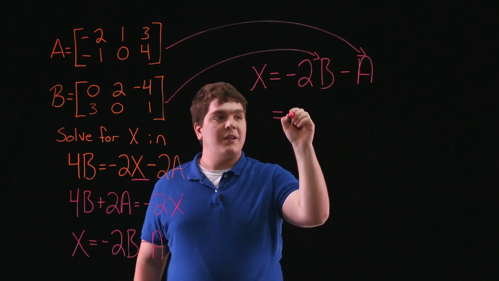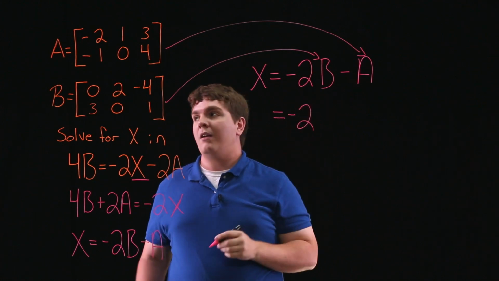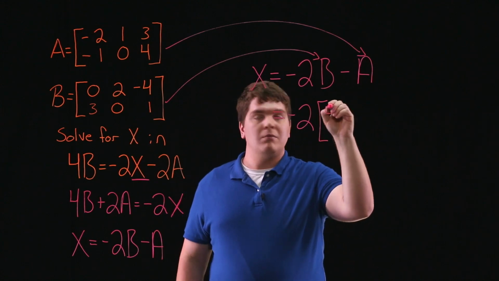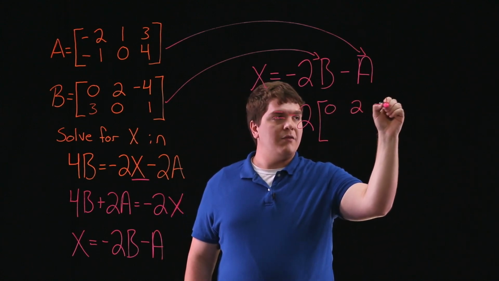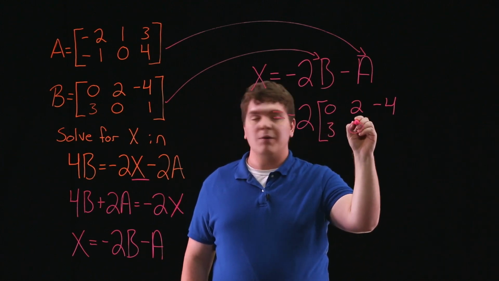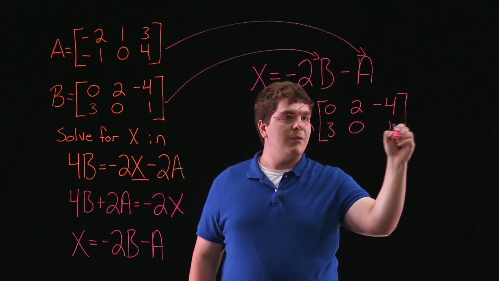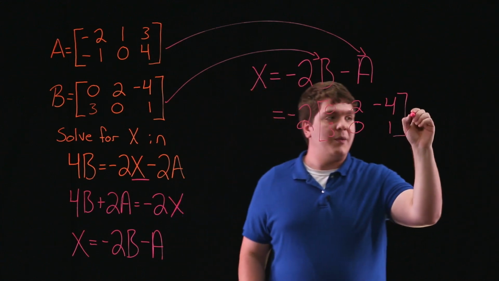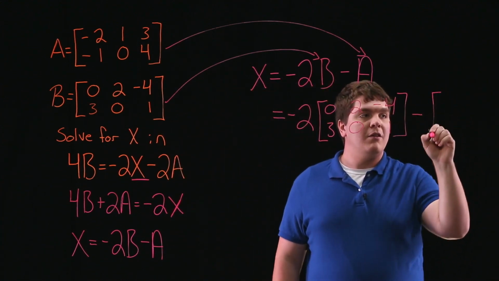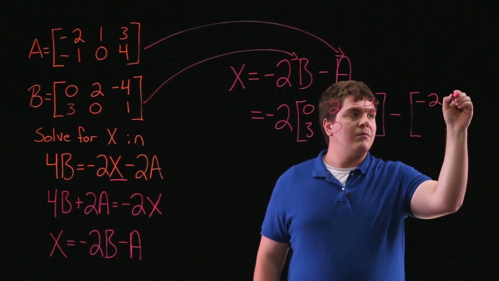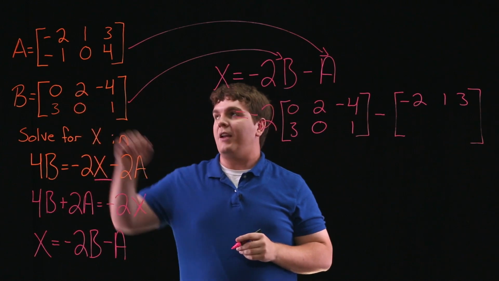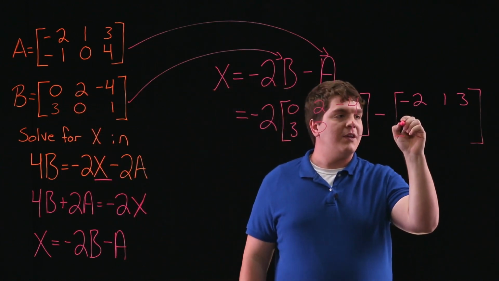So we have X is negative 2 times the matrix 0, 2, negative 4 in the first row, 3, 0, 1 in the second row, and we're subtracting our matrix A, which has negative 2, 1, 3 for the first row, and it has negative 1, 0, 4 in the second row.